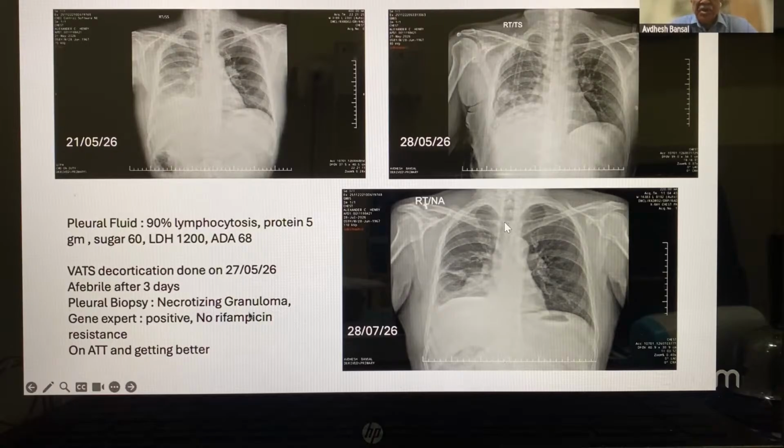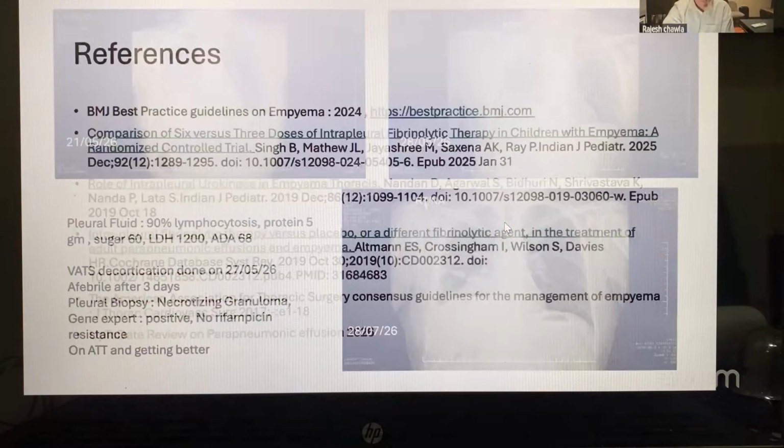And he did very well. The pleural biopsy showed necrotizing granuloma. The GeneXpert was positive, and the patient was started on ATT. And this is the X-ray 2 months after the treatment and VATS decortication. You can see that the clearance has not taken place completely. The patient is clinically perfectly fine. So you need to decide basically based on multiple factors. The most important thing is antibiotics and drainage of the fluid of the parapneumonic effusion, which is infected.